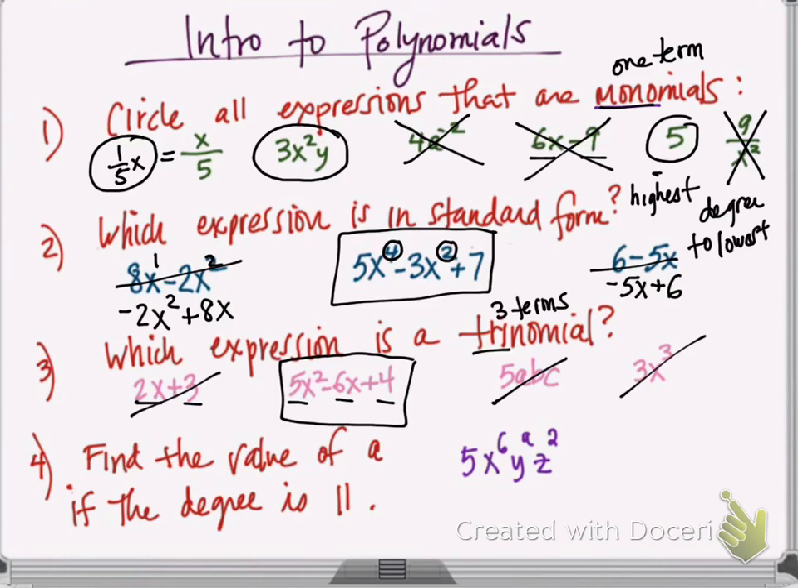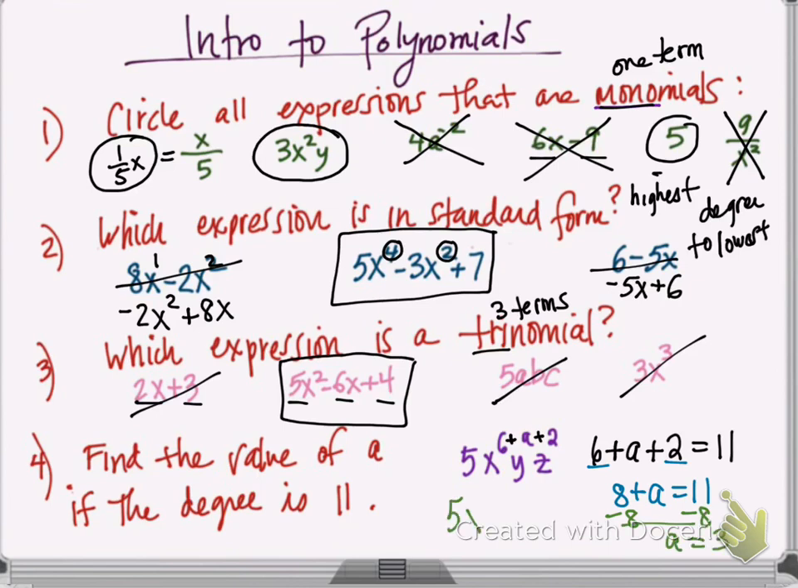For number 4, we're going to find the value of a, to make sure that the degree of this is 11. So again, if it has multiple variables, multiple exponents, to find the degree, you add all of the exponents. So right now I have 6 plus a plus 2, and our degree has to have a total of 11. So if I add my 6 and 2, that would give me 8. So 8 plus how much more make 11, or in other words, subtract 8 from both sides. So the missing degree here is a 3.